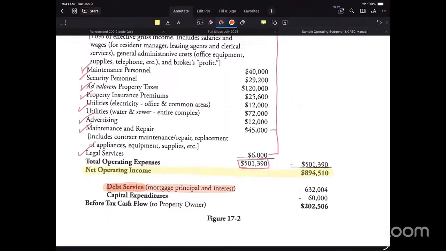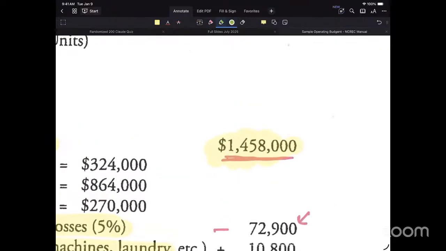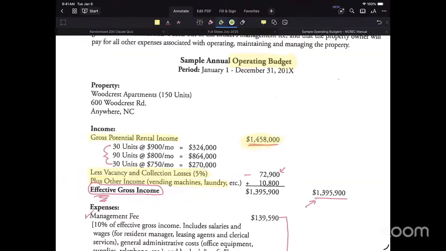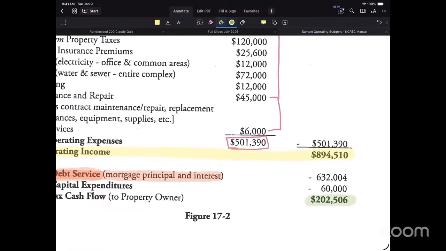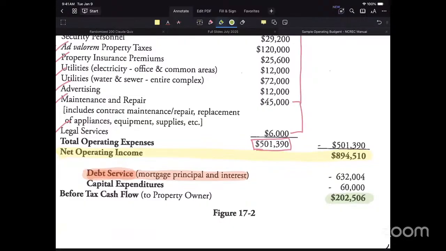But if you were to take your net operating income, take out your debt service, and take out your capital expenditures, meaning what you did to the property to make it worth more money, and then look at how much money you have in the bank, that would be $202,000. Your before tax cash flow, if you have a mortgage, is $202,000. Seriously? We started at $1,458,000. But when you really look at what you made, it's $202,000. That's a big difference.